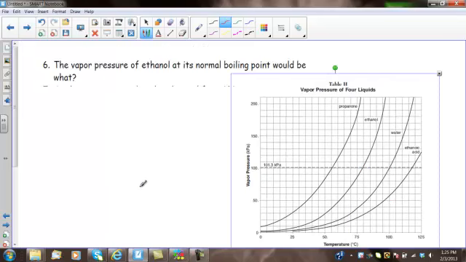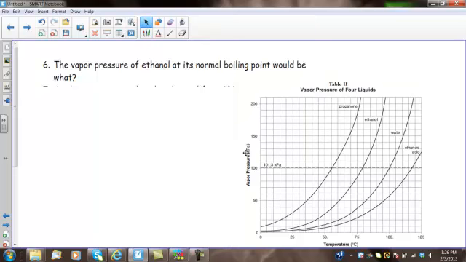The vapor pressure of ethanol at its normal boiling point would be what? So normal boiling point, I said, is when something crosses standard pressure. So here's our standard pressure. Here's ethanol. We want this point right here, which is about 80 degrees on this chart. I think ethanol is actually around 78 and change.